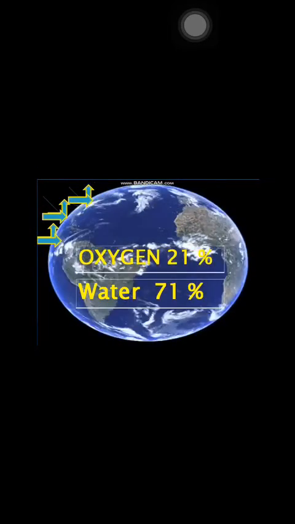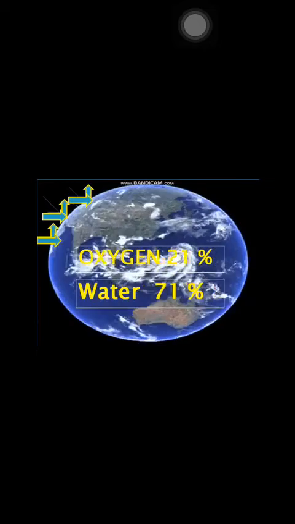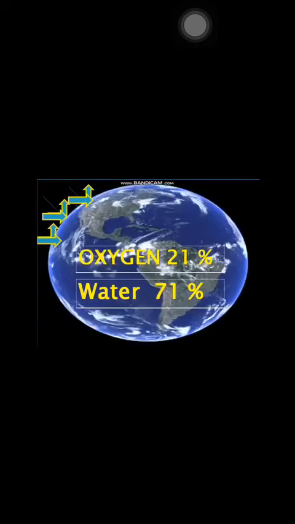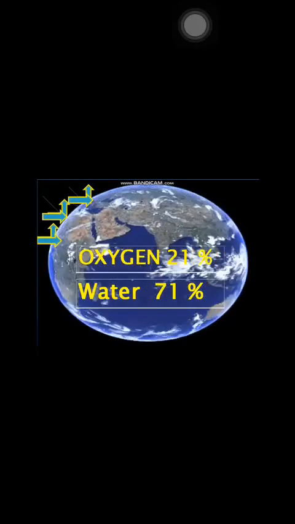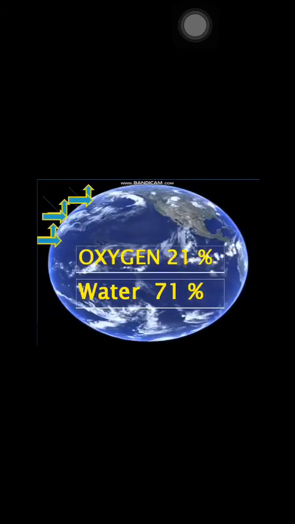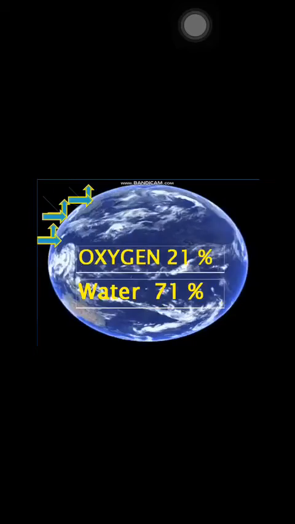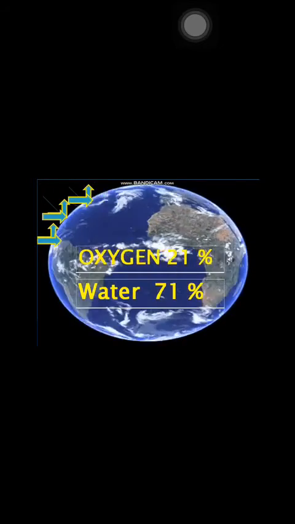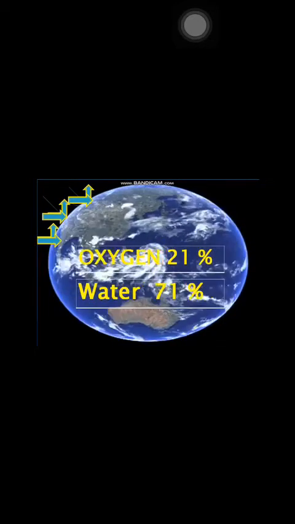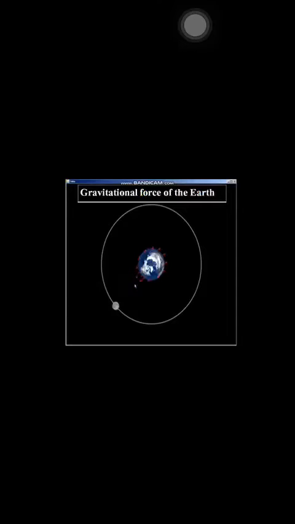The atmosphere of the Earth contains 21% oxygen, which life forms need to survive, and 71% of the Earth's surface is covered by water. The Earth is called the blue planet.